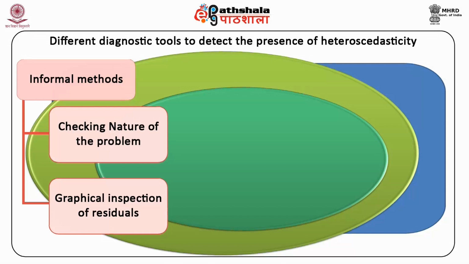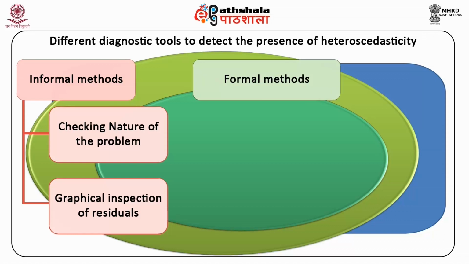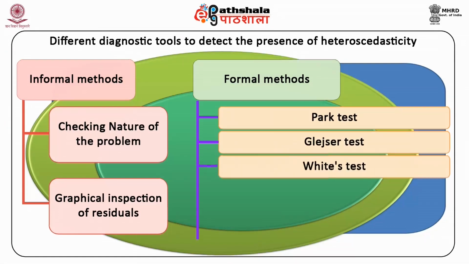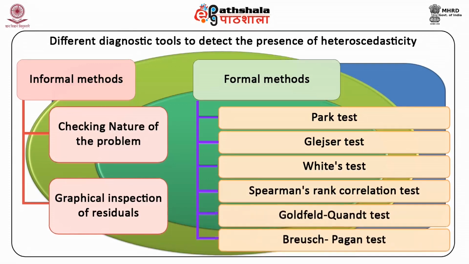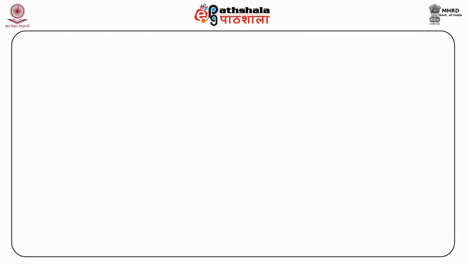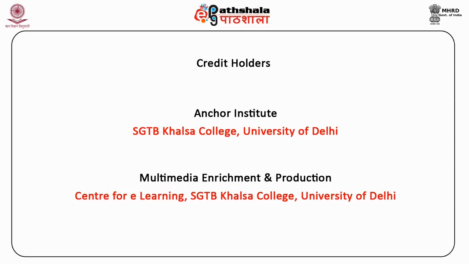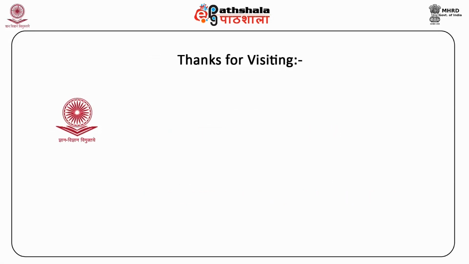Now, the next slide will finally conclude what we have learned so far in this module. In this module, we have seen different diagnostic tools to detect the presence of heteroscedasticity. These tools are divided into two parts: informal tests and formal tests. The informal methods include detection of the nature of the problem and graphical inspection of the residuals. In cross-sectional data involving heterogeneous units, heteroscedasticity may be the rule rather than the exception. The informal methods just give a clue of the presence of heteroscedasticity, and its confirmation can be done by using the formal methods.